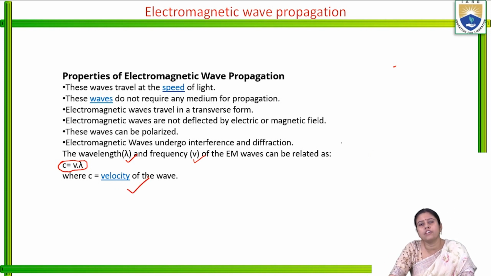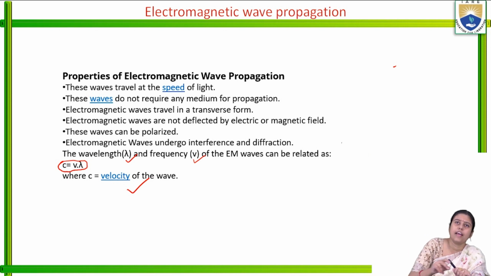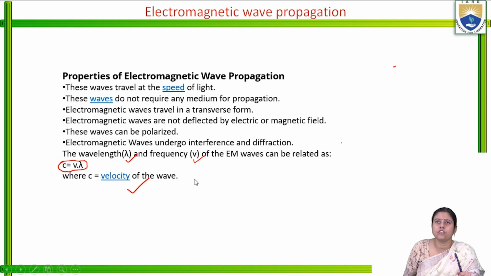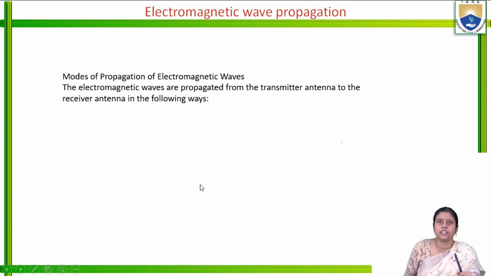As I told in the first class, the difference between speed and velocity is that speed is a scalar quantity. It doesn't have any direction, but velocity is a vector quantity and it has certain direction. So this is the electromagnetic wave propagation.